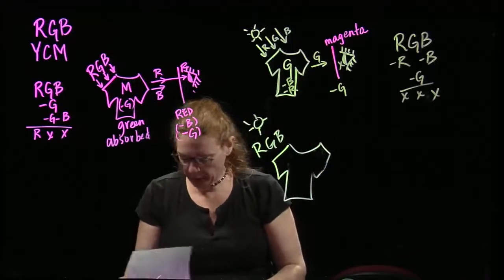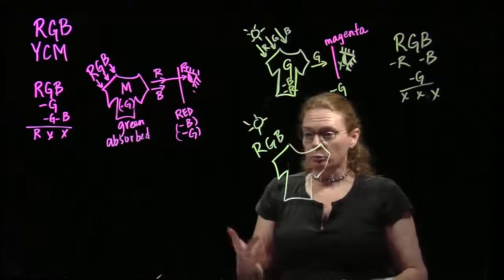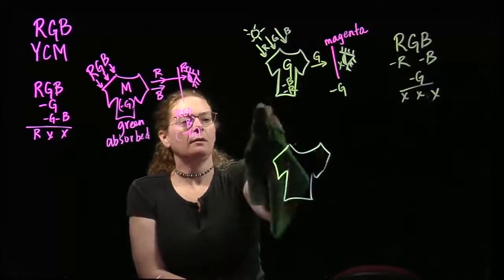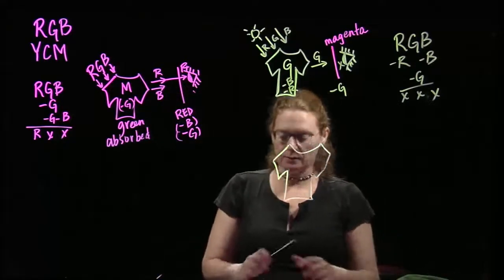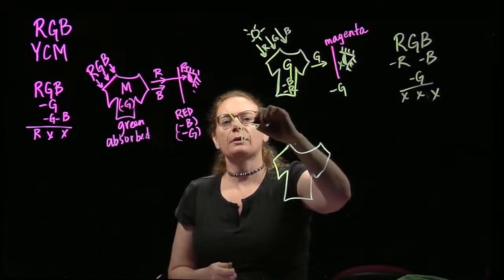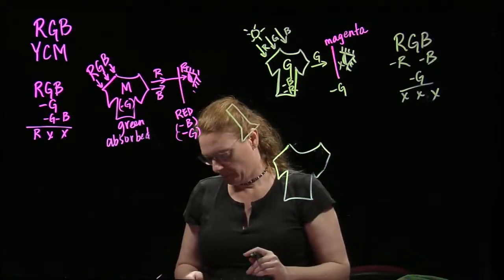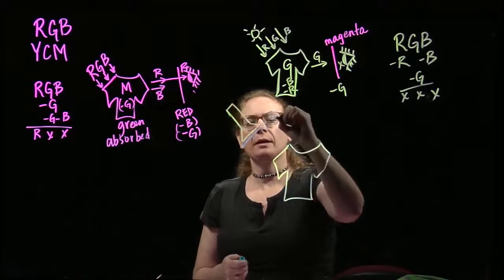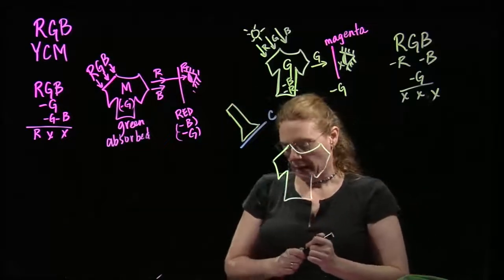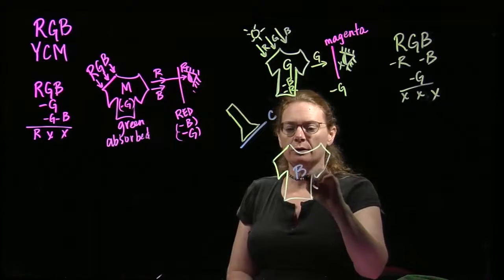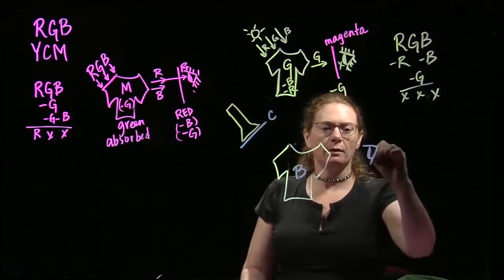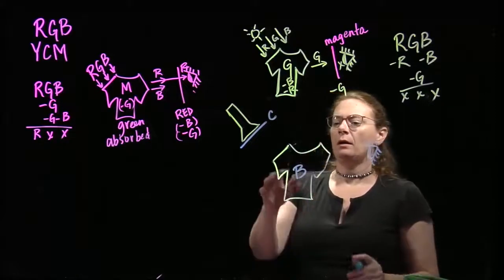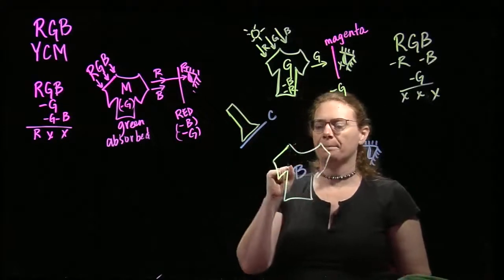And let's see, I got two more here. How about, oh, I'm switching it up. Let's put the filter on the light source. So flashlight. And I'm going to do a cyan filter. So I'm going to put a cyan filter over the light source, and we're going to do a blue shirt. What are we going to see in this case? What color will that shirt look if it's a blue shirt under cyan light?